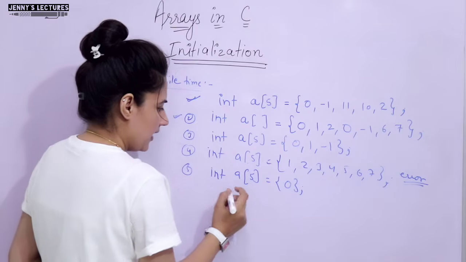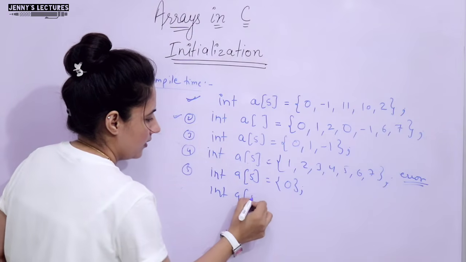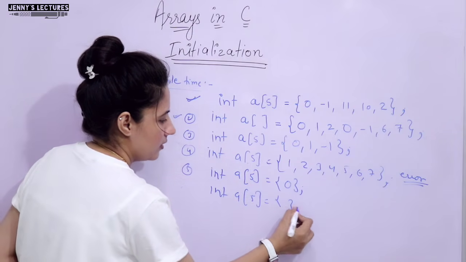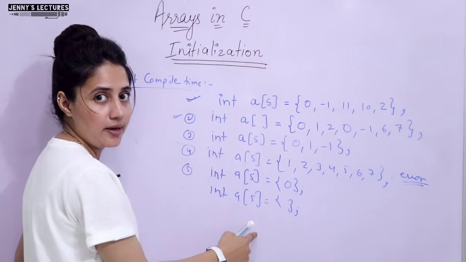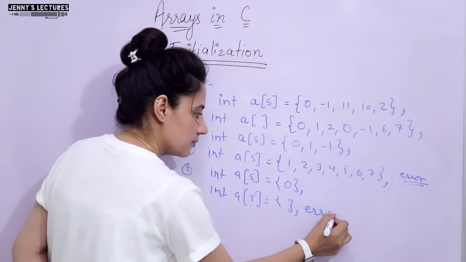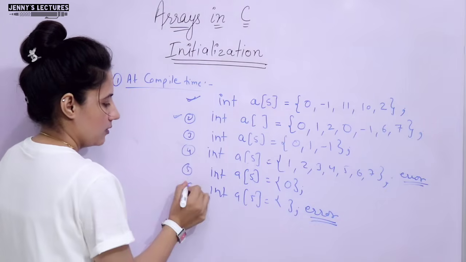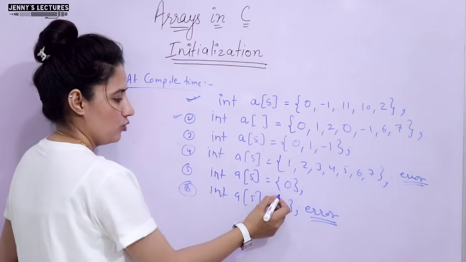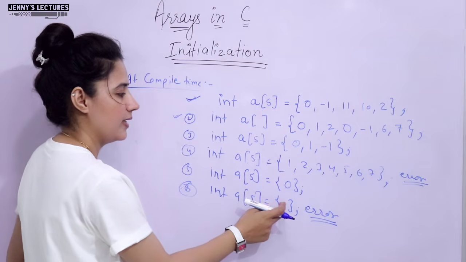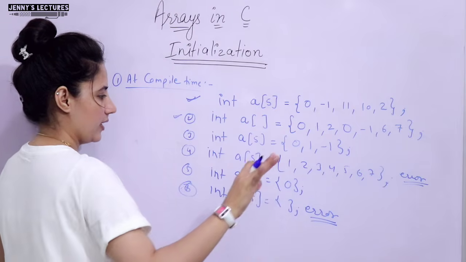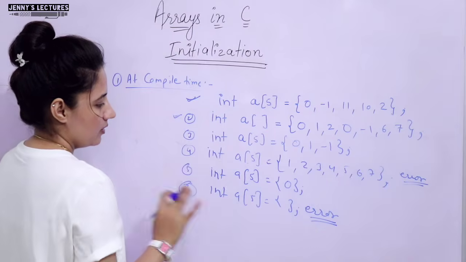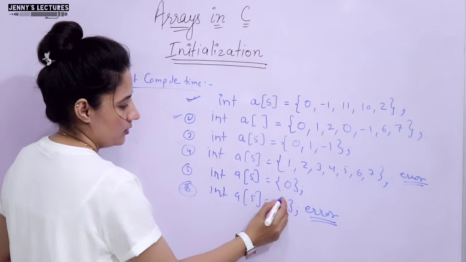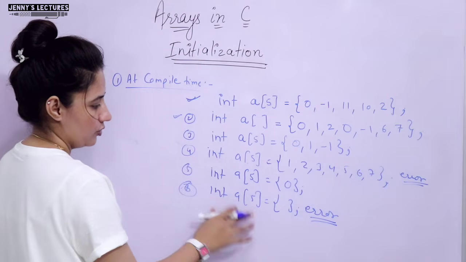Next, if you do something like int a[5] and blank, I am not giving any data here, this will give an error. This is not allowed. You have to give at least one data item. Either you can give 0, or any data item, or -1 or anything. That is fine, but you cannot leave it blank. It will give you an error.